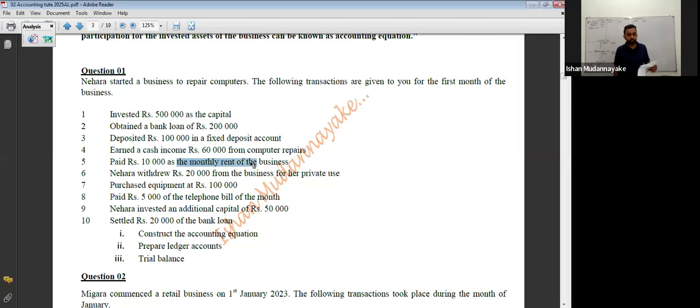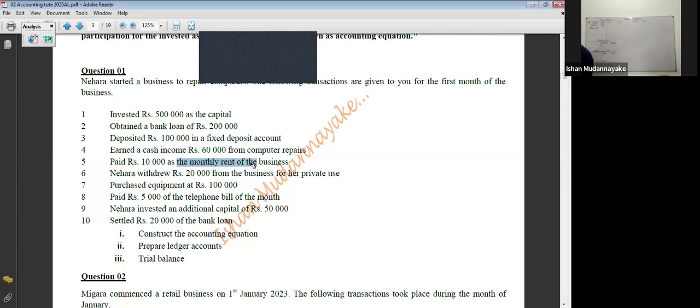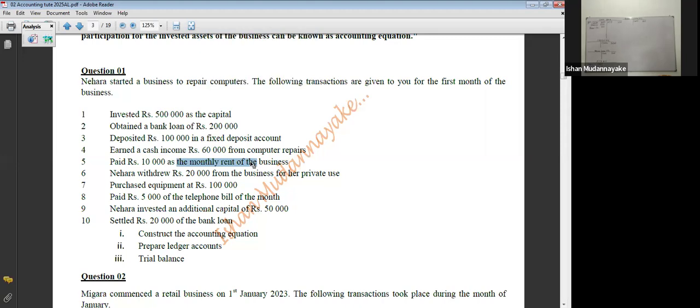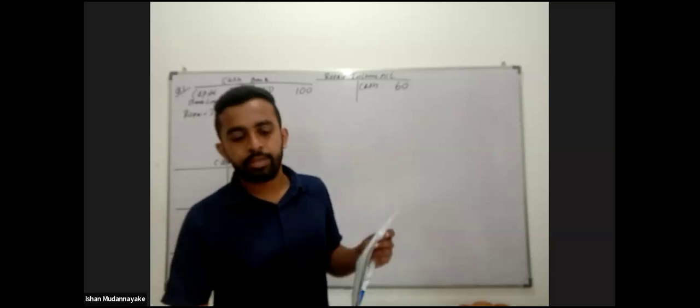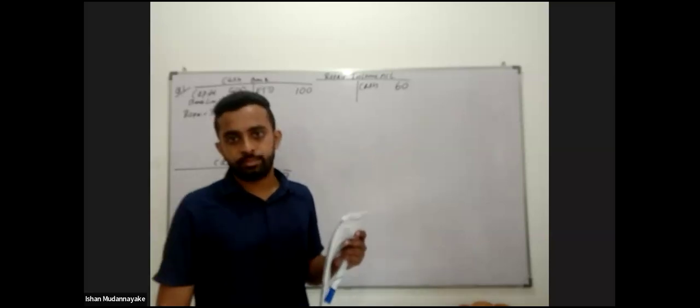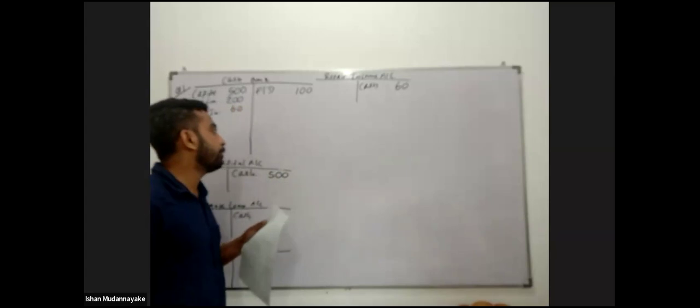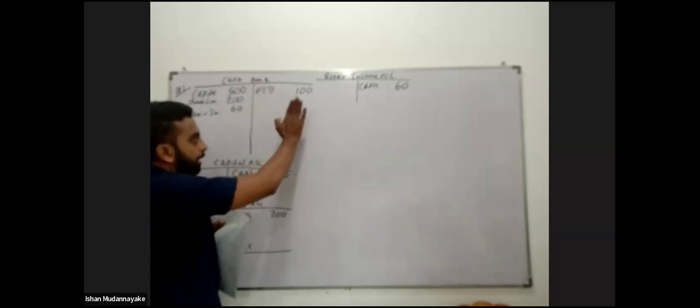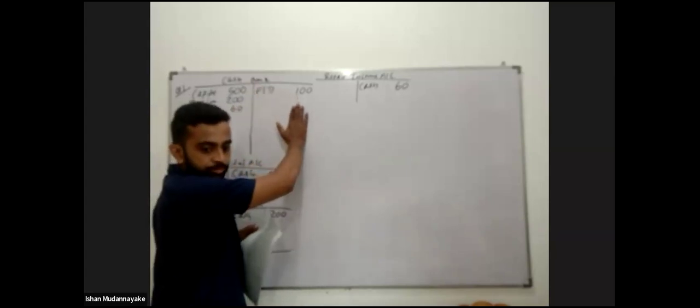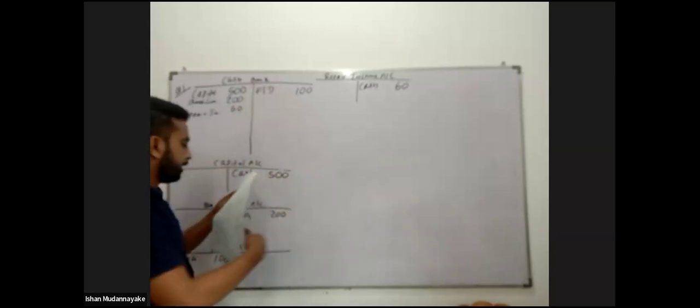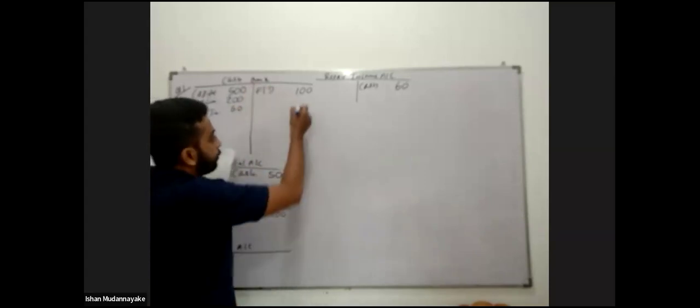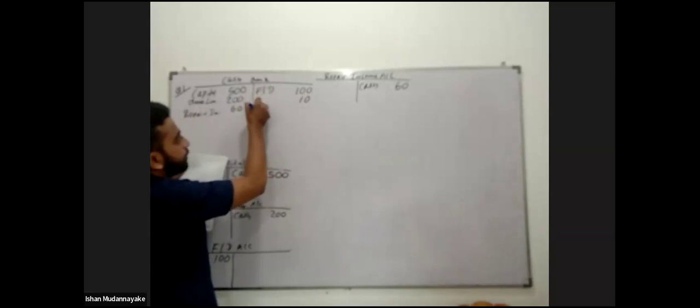Right, students, look at transaction number 5. Pay 10,000 as monthly rent of the business organization. Because of this 10,000, cash is flowing out of the business. Therefore, cash outflow, cash book credit 10,000, rent expense.